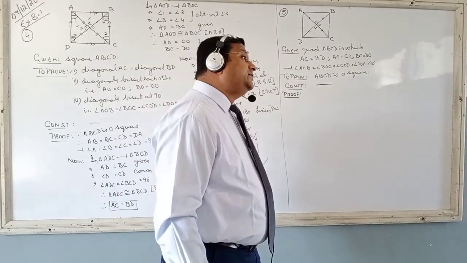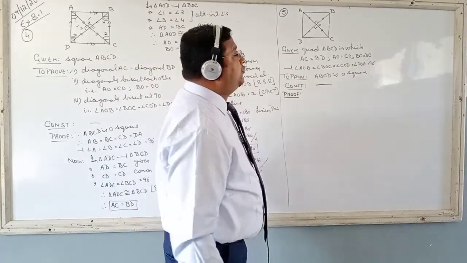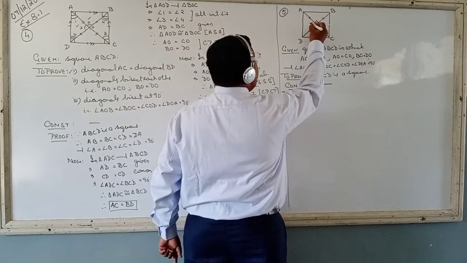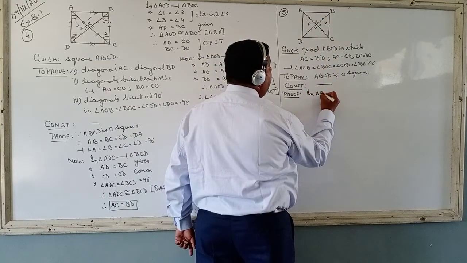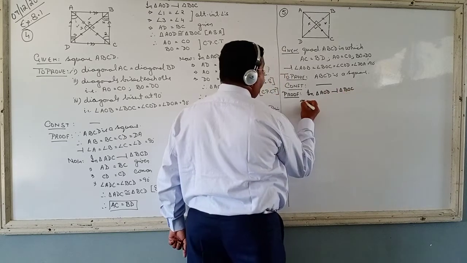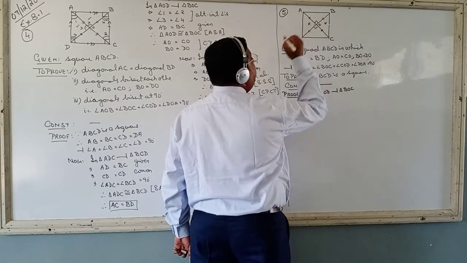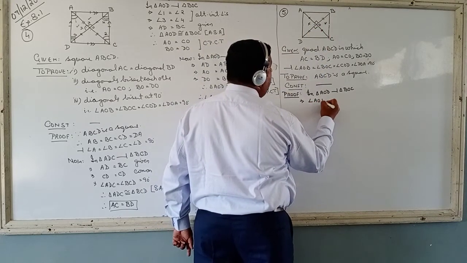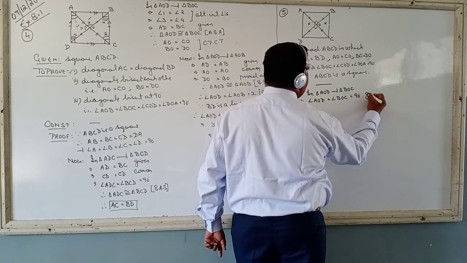How do we prove it? It is a parallelogram or a rhombus? Opposite sides must be equal. So let us take these triangles AOD and BOC. In triangle AOD and triangle BOC, are these two angles equal, 90-90? Angle AOD equals angle BOC equals 90, given to us in the question.